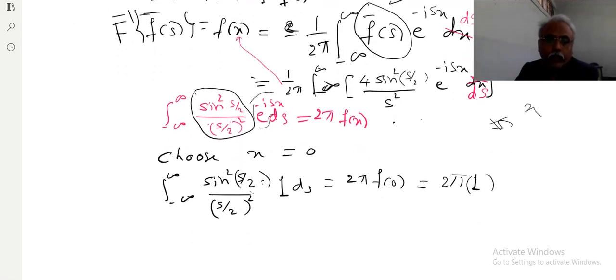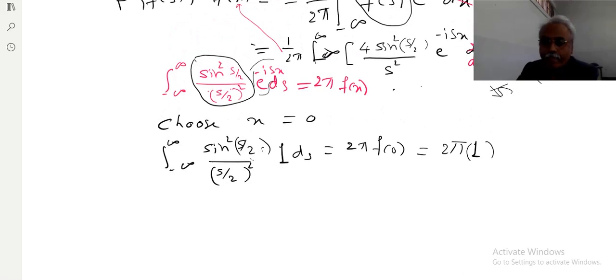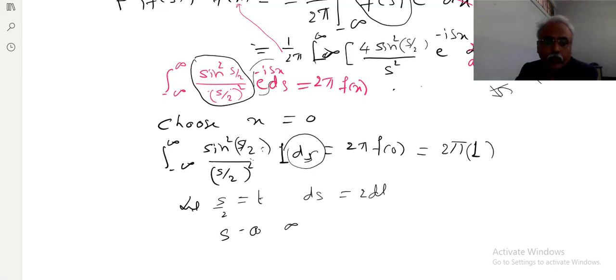This part you can substitute as some variable t or z or something. So let s by 2 be t. That means ds equals 2 dt. So this ds value I have to substitute as 2 dt. Also, whenever I change s from minus infinity to plus infinity, t also goes from minus infinity to plus infinity. So in terms of t, if I transform this, what will I get?